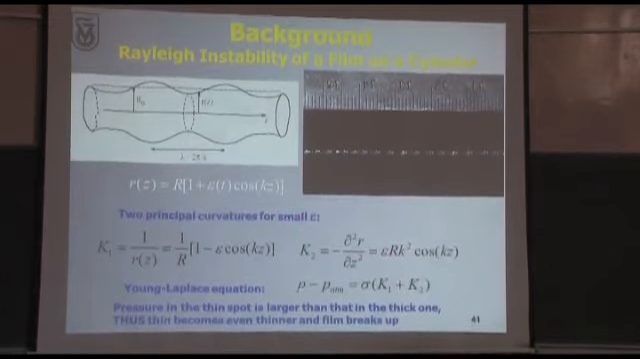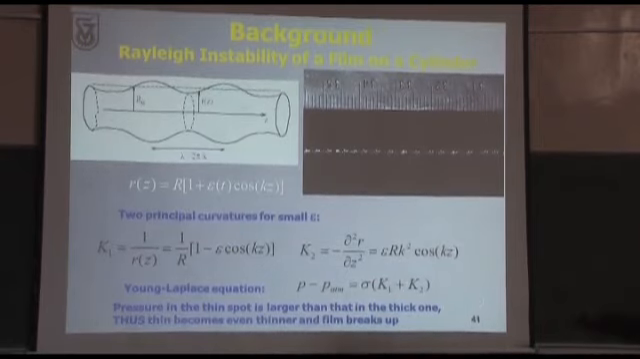And now the Young-Laplace equation says that the difference between the pressure inside and outside, let's call it P atmospheric, is equal to sigma times (K1 plus K2). Okay, and what happens now? So now if you have a thinner part and a thicker part, it turns out that in the thinner part the pressure is larger than in the thicker part, just by looking at these two components.